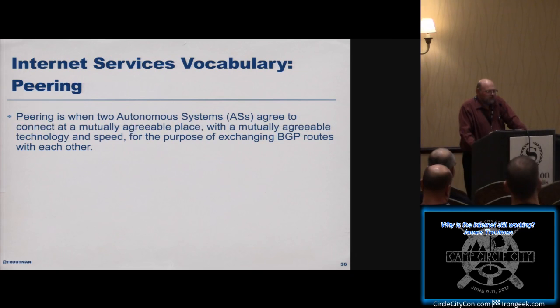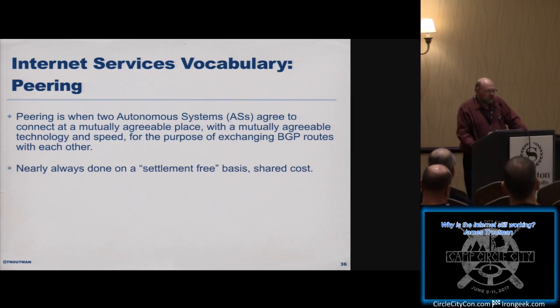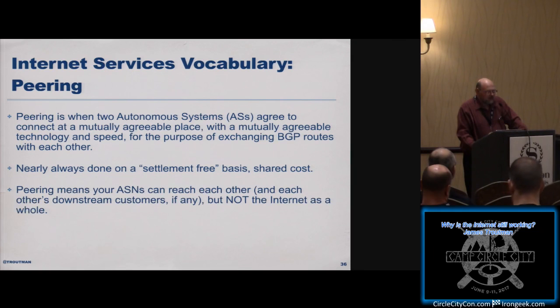Peering is when you have two autonomous systems, two ASNs, that agree to connect somewhere, at a mutually agreeable place, with some sort of technology and some sort of speed for the purpose of exchanging BGP routes with each other. This is nearly always done on a settlement-free basis where each entity shares the cost of getting to that location to do the interconnect.